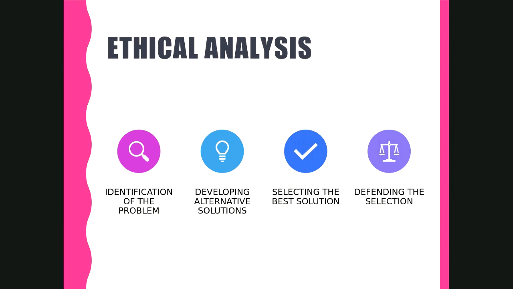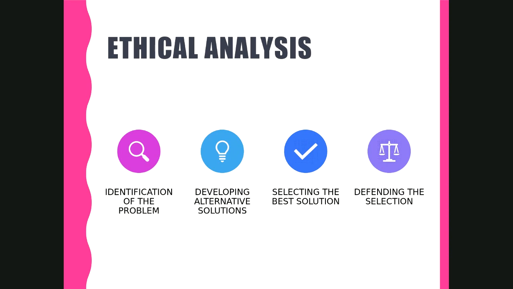pretty much what happens with that is you have to identify the problem. You have to come up with alternative solutions to that problem. You have to select the best solution, and then you typically have to defend that solution as well. Okay. When we look at that, those are on page 304. And it says once you identify that you have an ethical dilemma and the human values that can be associated with that, then the process is just like when we talked about critical thinking and problem solving.